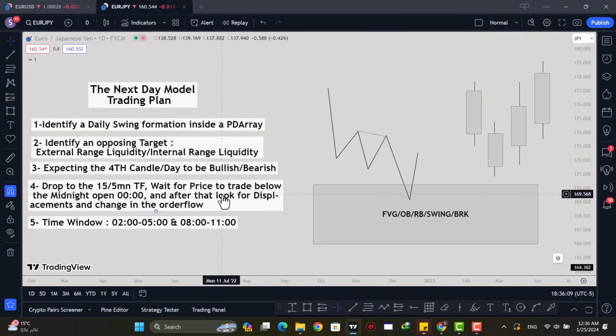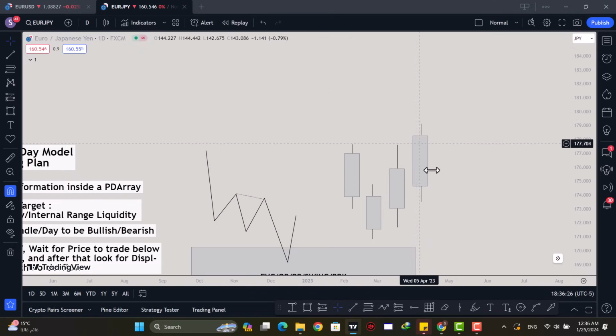And after that, look for displacements and change in the order flow. Your time window is 2 to 5 and 8 to 11. All right, let me show you how that looks. So let's do this.